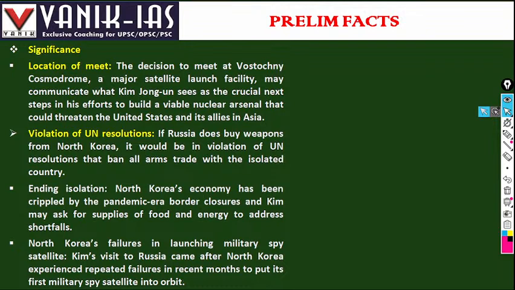Ending isolation. North Korea's economy has been crippled by the pandemic-era border closures, and Kim may ask Russia for a supply of food and energy to address the shortfall. North Korea's failure in launching a military spy satellite: Kim's visit to Russia came after North Korea experienced repeated failures this month to put its first military spy satellite into orbit. With Russian help, this mission could be successful.